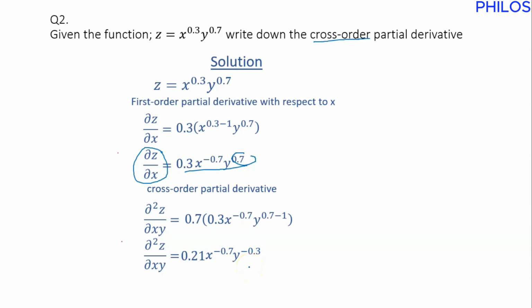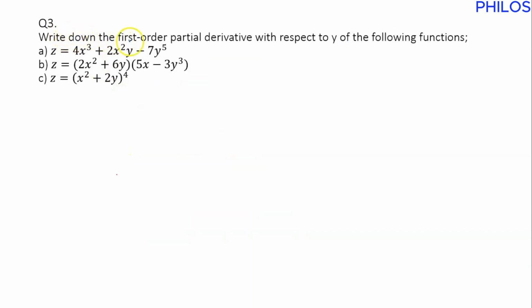So let's take question 3. Question 3. Write down the first order partial derivative with respect to y of the following functions. So we have from A to C. So let's see how to solve them.